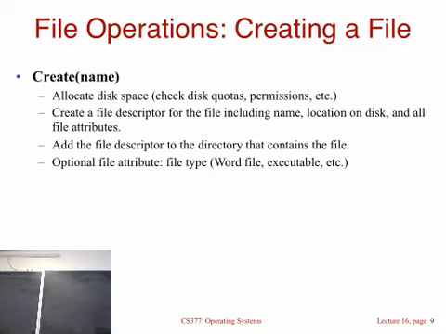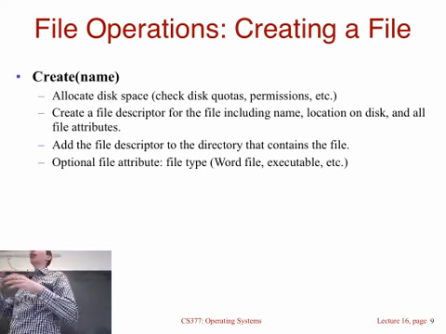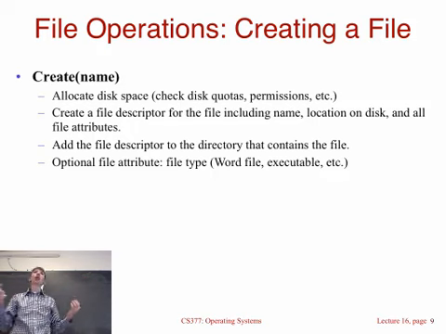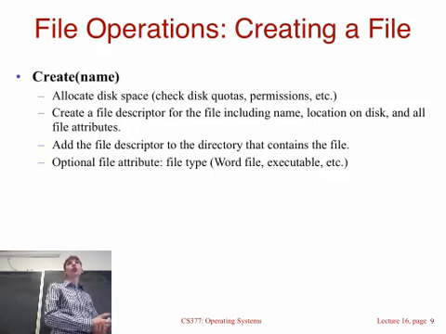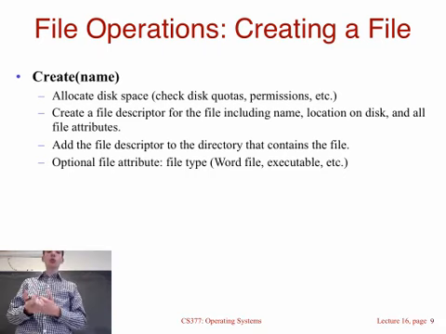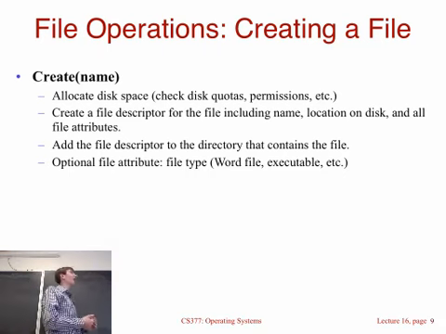And then assuming that all of that is fine, that you can actually create the file, you're basically going to create a file descriptor for the file, which is again going to allocate essentially an internal numeric ID that the OS is actually going to use to identify that file. And then you'll store where it's actually stored on disk and give it all of its file attributes.